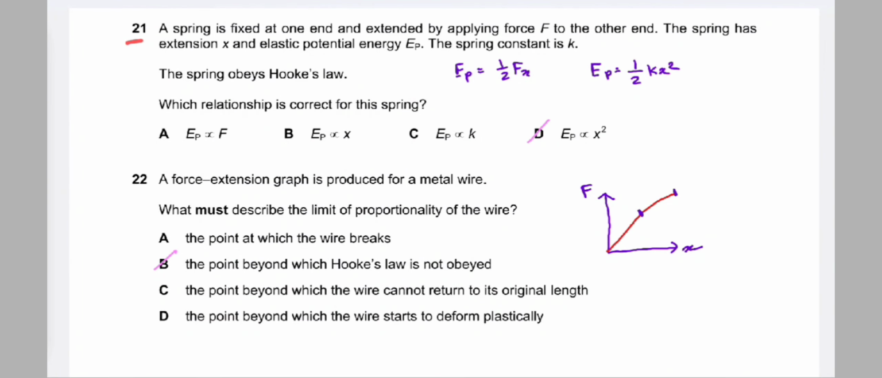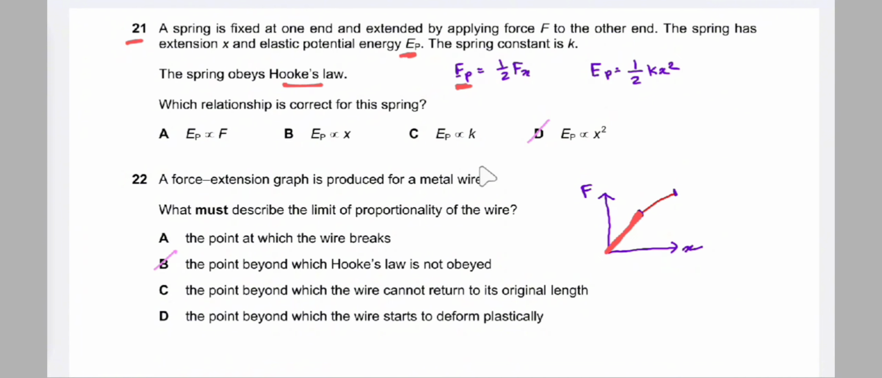Number 21. The spring is fixed at one end and extended by applying force F to the other end. The spring has extension x and the elastic potential energy is E_P. The spring constant is k. The spring obeys Hooke's law, that means force is directly proportional to extension. Which relationship is correct? For elastic potential energy, we know that elastic potential energy is half Fx or half kx squared.